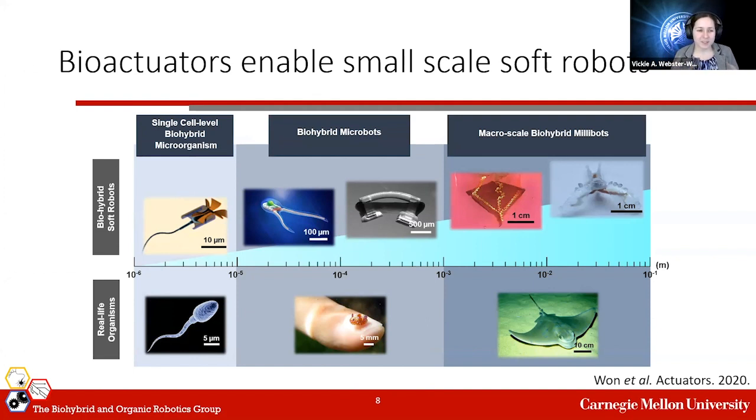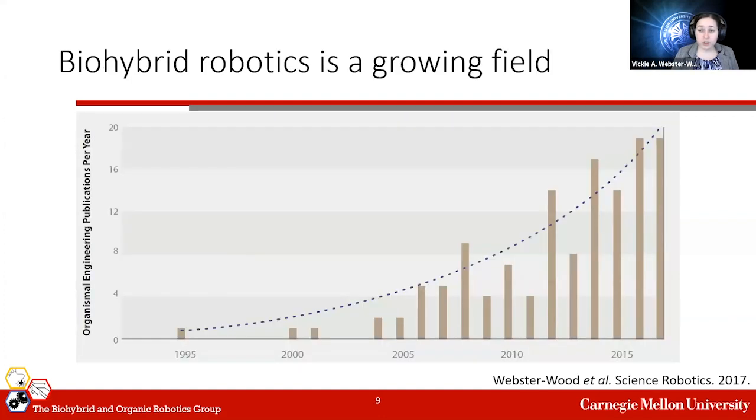And so these are robots that are more on the centimeter size scale, where we can use either cultured cells or explanted tissue harvested from organisms to build functional biohybrid robots. And this has really been a growing field. And this slide is obviously a bit outdated at this point, and this growth has just continued. We're seeing tremendous research and public interest in the area of biohybrid robotics over the last decade.